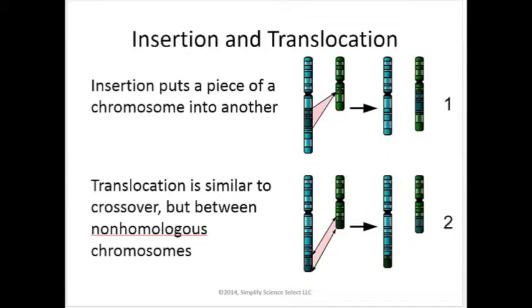You also get insertion and translocation. The top, we're seeing insertion. So you can see that there's a part of what was on the blue chromosome that's now in the green chromosome. So you're getting information moving around. Translocation is kind of what we saw with crossover, where two chromosomes trade little bits with each other, except in crossover there were homologous chromosomes. In translocation there are non-homologous chromosomes.